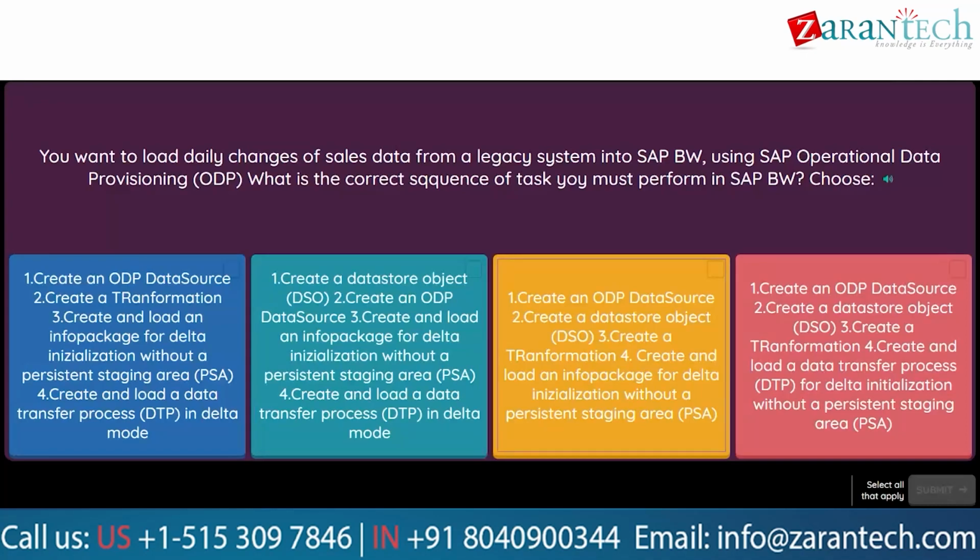Option 3: 1. Create an ODP DataSource. 2. Create a DataStore object, DSO. 3. Create a transformation. 4. Create and load an InfoPackage for delta initialization without a persistent staging area, PSA. Option 4: 1. Create an ODP DataSource. 2. Create a DataStore object, DSO. 3. Create a transformation. 4. Create and load a data transfer process, DTP, for delta initialization without a persistent staging area, PSA.